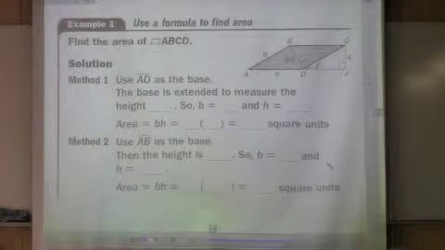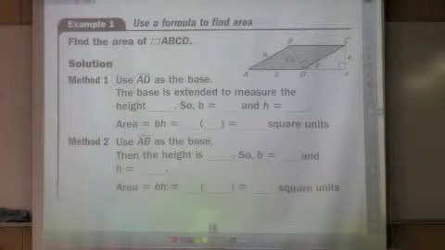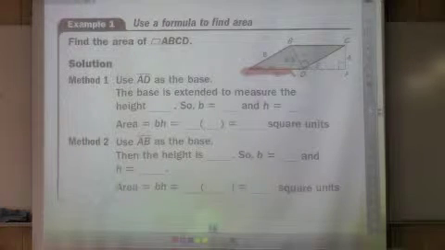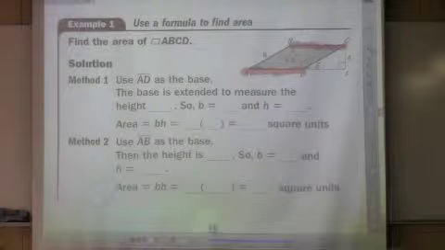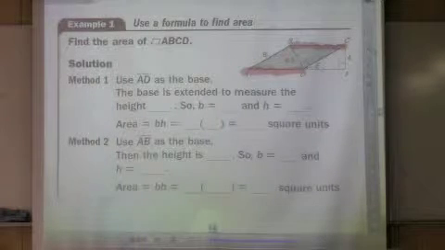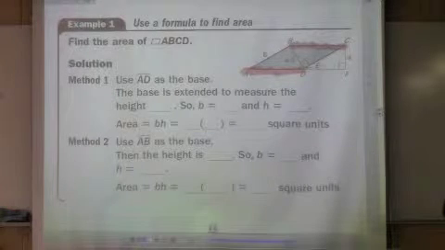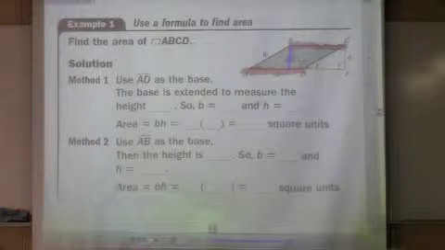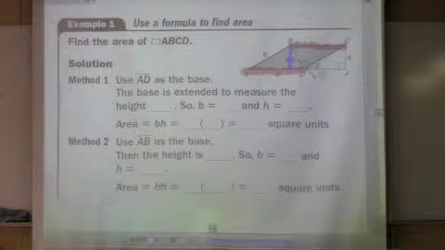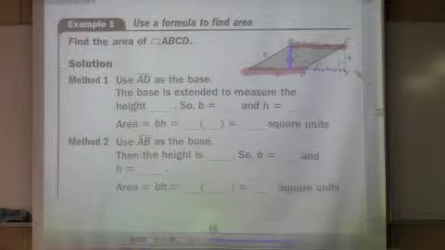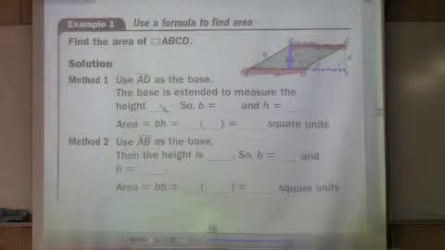Use AD as the base. If we call AD the base, the other base would be BC. Now, if you're going to use AD as the base, you need to find the height between the bases, which would be drop a perpendicular. They don't show it in the figure until way over here, if you extended this base out, and then they tell us the height's 4. So the base is extended to measure the height, CF.